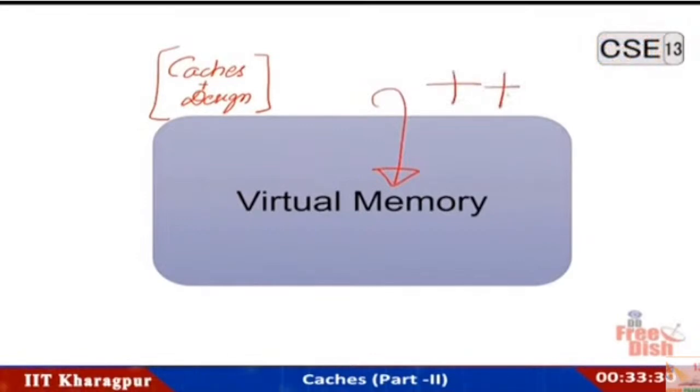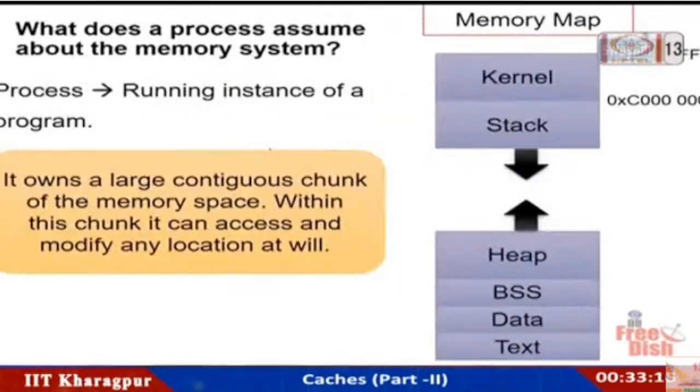The reason is that most people actually get it wrong, even though it's very simple. Nevertheless, 99% of the people don't seem to understand it. So let's try to unpeel the layers of virtual memory. Before understanding what virtual memory is, we should understand what a process is and what the process assumes about the memory system. A process is nothing but the running instance of a program, in the sense that it is a program in execution, right?